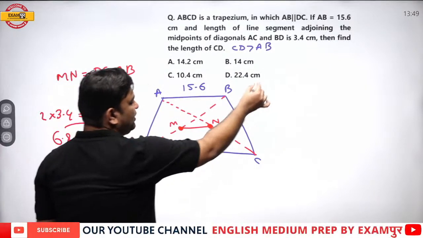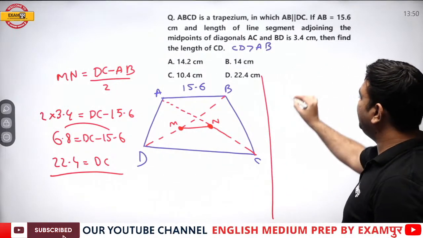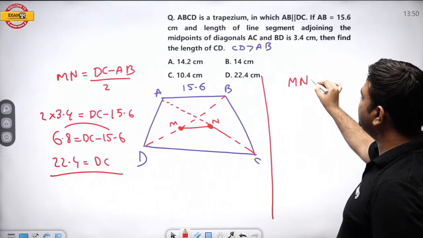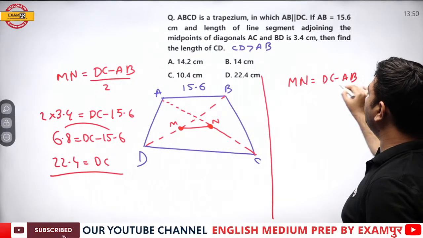A few other things you can also write down. The length of the line joining the midpoints of the diagonals is DC minus AB divided by 2.